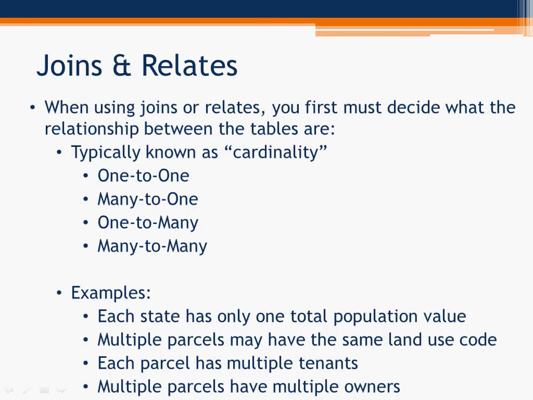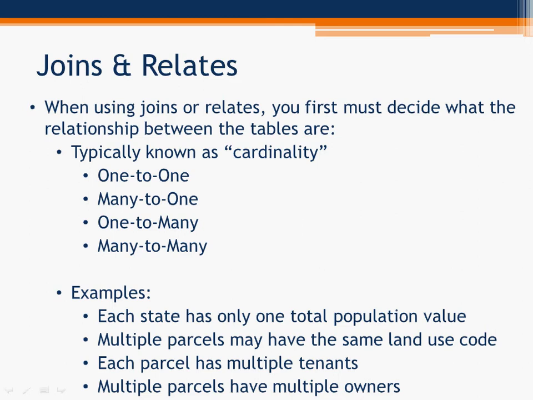So one of the main things to remember when you're doing joins or relates, or when to choose a join versus a relate, or a relate versus a join, is the cardinality. So this concept of cardinality really talks about that relationship between the tables. Do you have a one-to-one relationship, meaning that you have one record in one table that corresponds only to one record in another table, versus a many-to-one relationship where you have many records in one table that are associated with one record in another table?